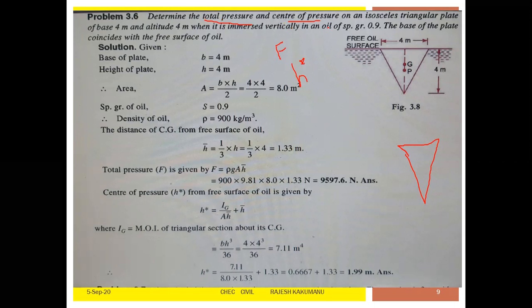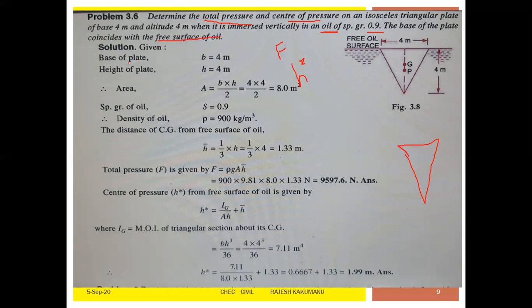Determine the total pressure and center of pressure on an isosceles triangle plate of base 4 meters and altitude 4 meters. Base and altitude are both 4 meters. Now the base is immersed vertically in the top surface layer, just on the surface of the water, vertically in an oil. So here the liquid is oil, and the specific gravity is 0.9. The base of the plate coincides with the free surface of the oil. So the base of the triangle coincides with the free surface of the oil.